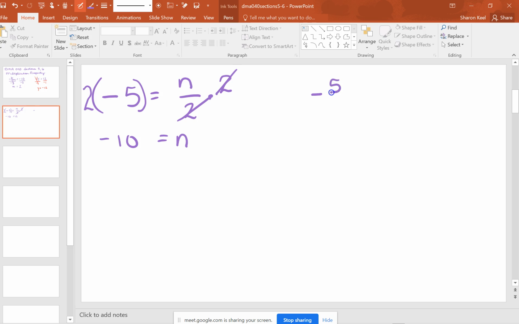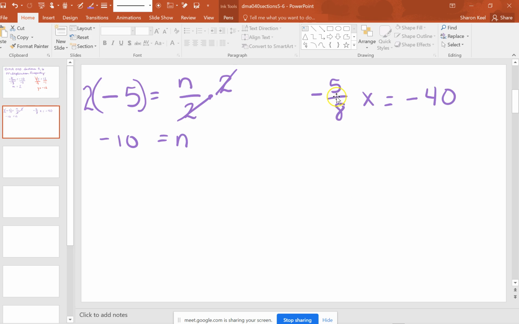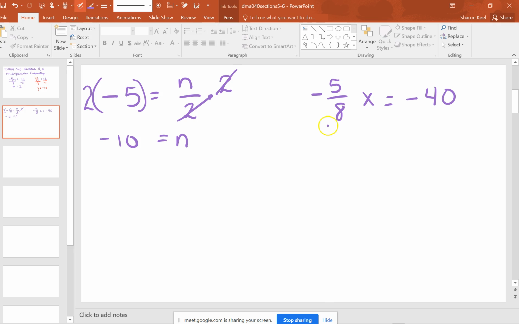Now, I know sometimes you're nervous when you see fractions, but when you see a fraction, don't get nervous. This is multiplication. Just like on the previous slide, we had -5 times m. On this side, it's -5/8 times x. So it's still a simple multiplication. The opposite of multiplying is to divide. So I'm going to divide both sides by -5/8. Here, as we notice, the fraction cancels out.